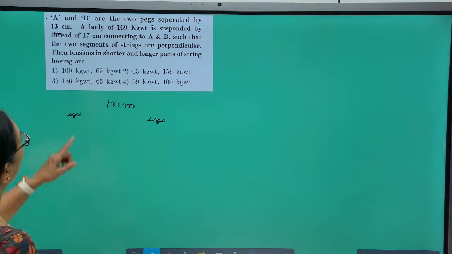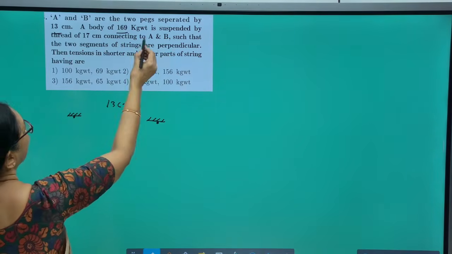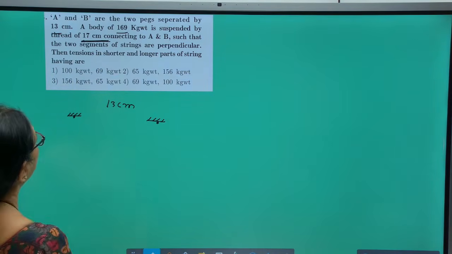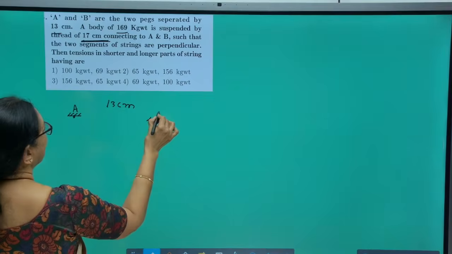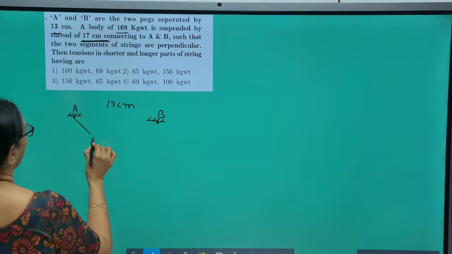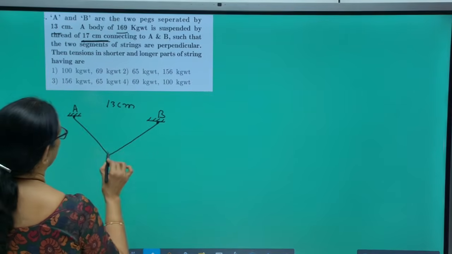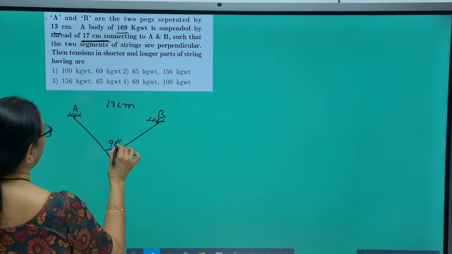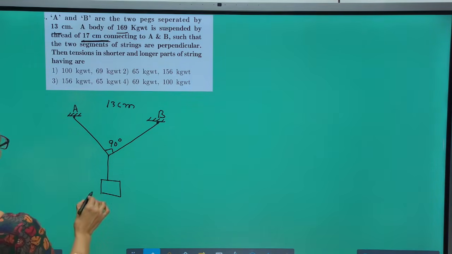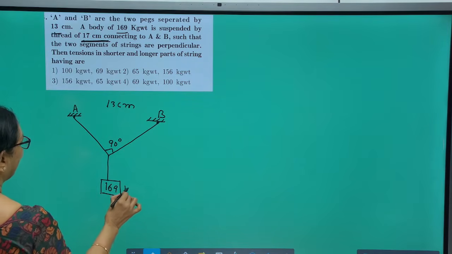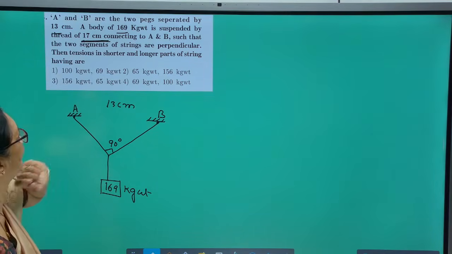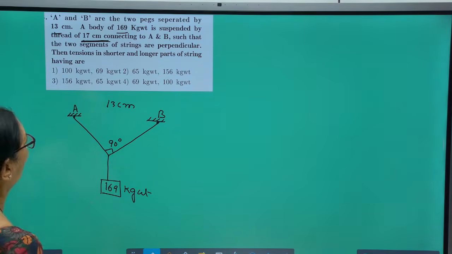A body of 169 kg weight is suspended by a thread of 17 centimeters connecting A and B. This is A and this is B. The two segments are mutually perpendicular, so this angle is given as 90 degrees, and this load is 169 kg weight. That is the problem given. The tensions in the shorter and longer parts are to be found.